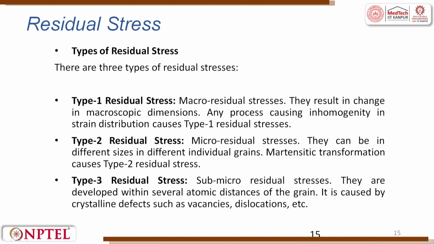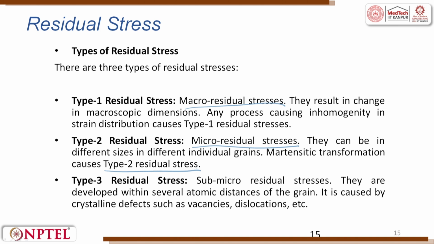There are three types of residual stress: type 1, type 2 and type 3. Type 1 residual stresses are macro residual stresses. They result in change in macroscopic dimensions. Any process causing inhomogeneity in strain distribution causes type 1 residual stress. Type 2 is micro residual stress. They can be in different sizes, in different individual grains. Martensitic transformation causes type 2 residual stress.